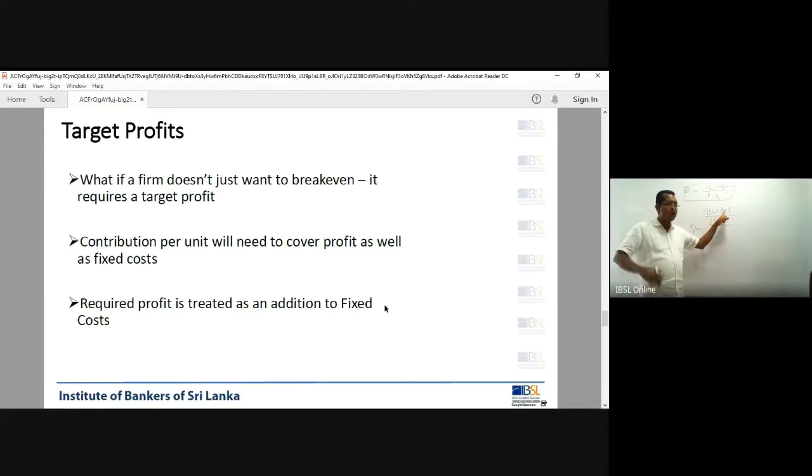So when you are talking about a profit requirement, we add both and consider it as one single fixed cost. Right? What does the firm do? Just want break even, right? Contribution will need to cover profit as well. Required profit is treated as an additional fixed cost. So we treat the profit and the fixed cost together. So it is an additional fixed cost to you.